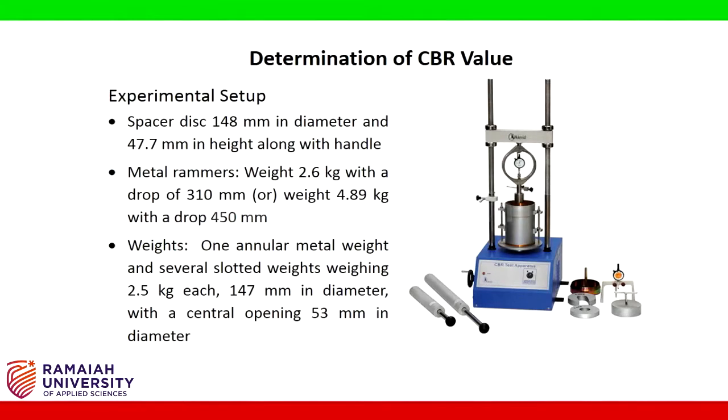Metal rammers weight 2.6 kg with a drop of 310 mm or weight 4.89 kg with a drop of 450 mm. Weights: one angular metal weight and several slotted weights weighing 2.5 kg each, 147 mm in diameter with a central opening 53 mm in diameter.